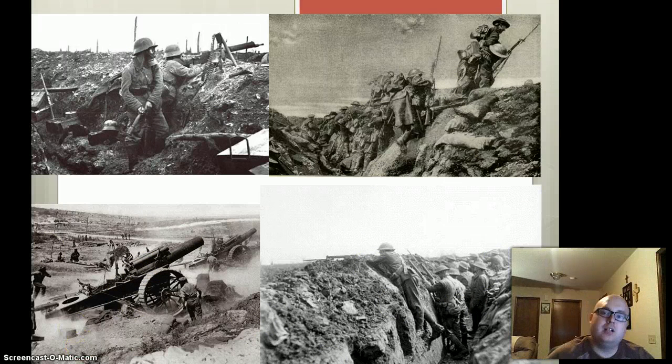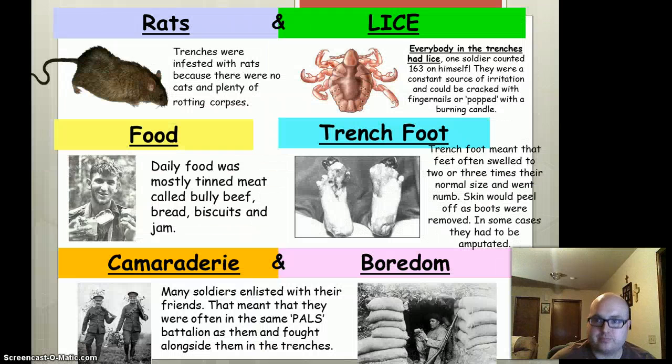Trench warfare. Also called total warfare, where everything was used. Everyone took part in the war. Whether you're a civilian, a child, a woman, or a man on the front lines, everything was used. Total war. Right? And the trenches, they're bad. The whole saying that war is hell is really true. And this was one of the greatest examples of it.